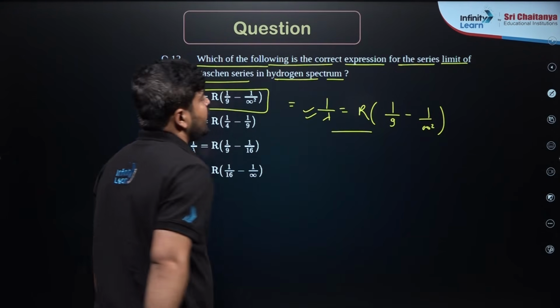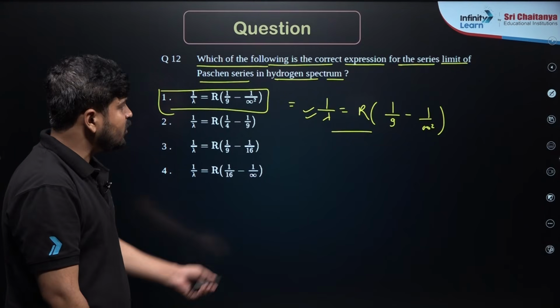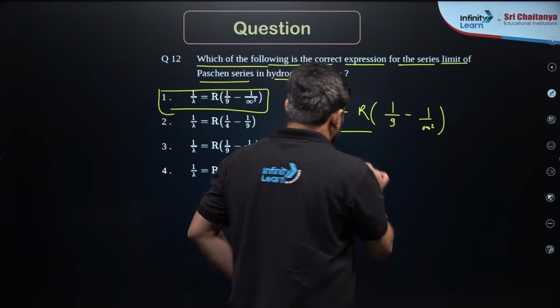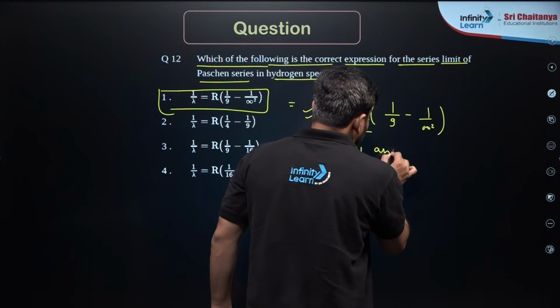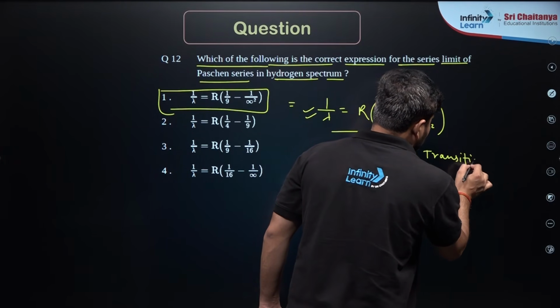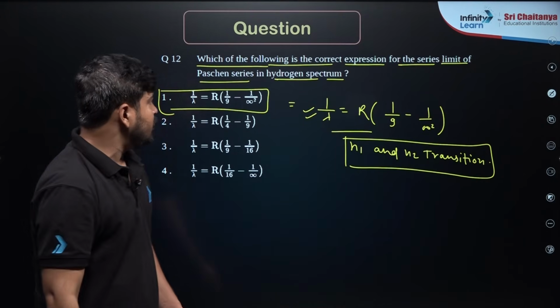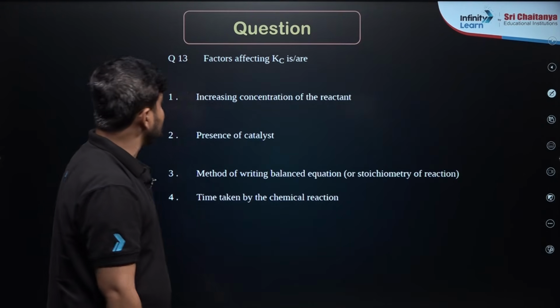Option first is the correct answer for question number 12, especially for the Paschen series, because here the n1 and n2 transition is given correctly. This is the only one that is going to match, so option first is the correct answer for this question.